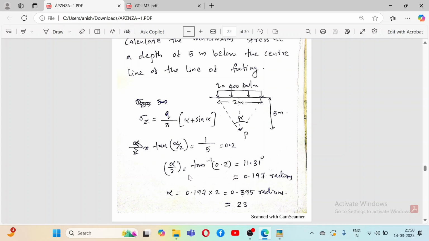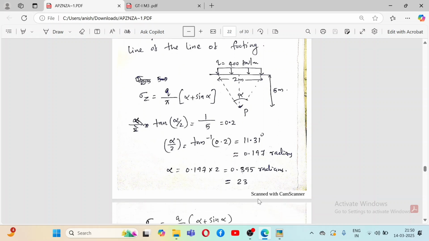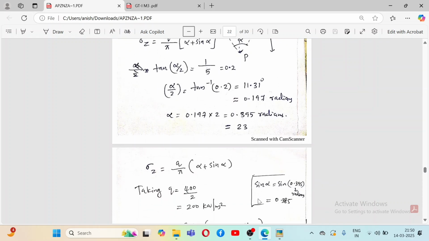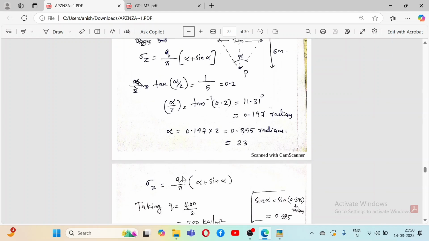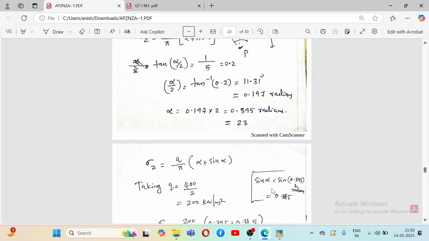Then alpha is 0.197 into 2. We take this 2 to here, and you get 0.395 radians, which is again converted to degree. Okay, we want alpha in degree, right? So we solve the equation as sigma z is equal to q by pi multiplied by alpha plus sine alpha. So sine alpha is sine 0.395. We should take it in radians, then you get it as 0.385.